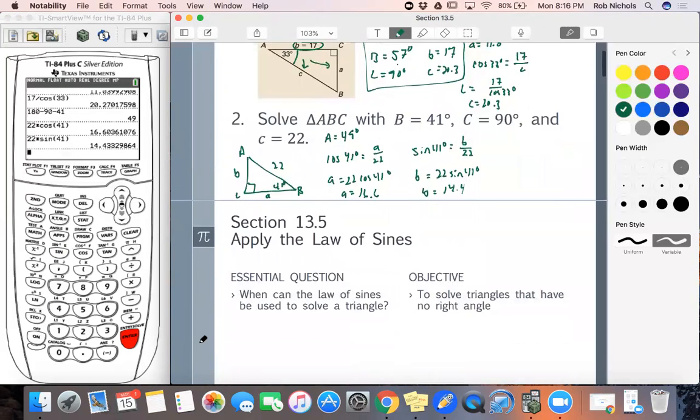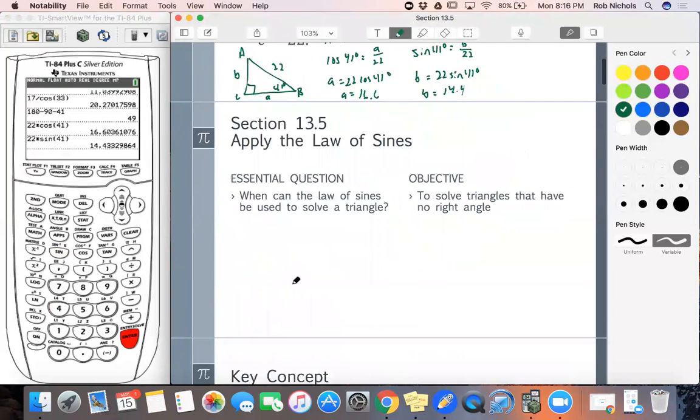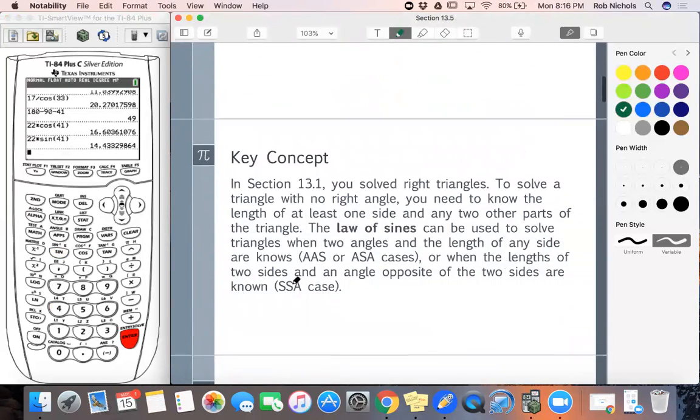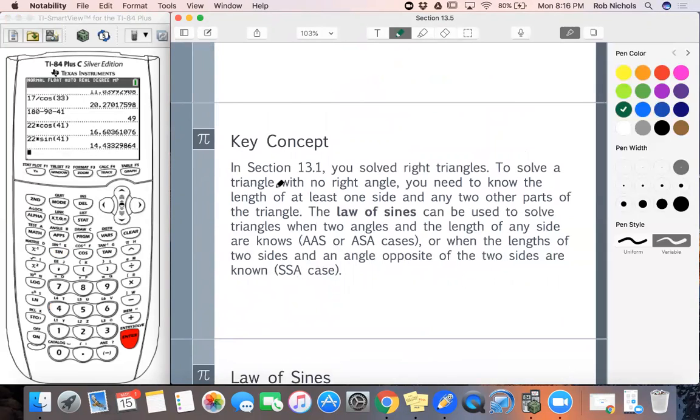All right, so for section 13.5, we're going to apply the law of sines. Now, what we're learning in today's section is how to go beyond solving right triangles. So up until now, we've been solving right triangles. But guess what? We may have to solve triangles without a right angle. So in order to do that, we need some information. And we're going to be able to apply something called the law of sines.